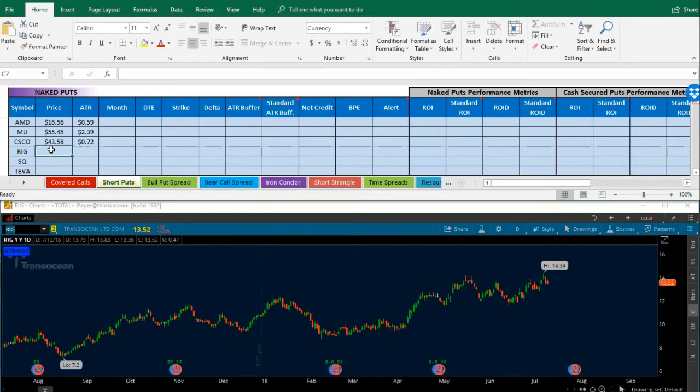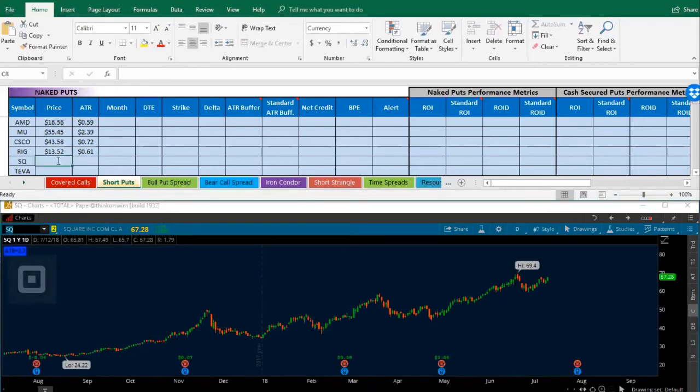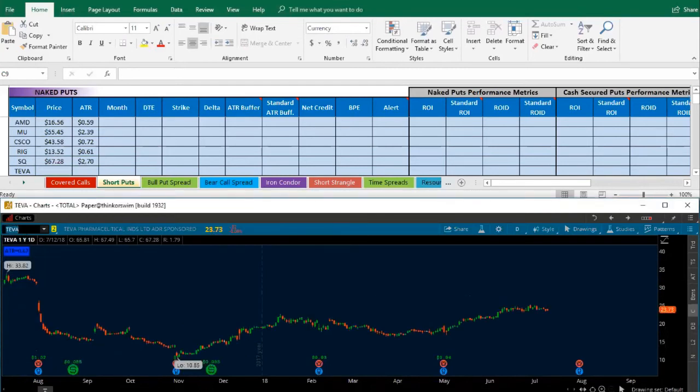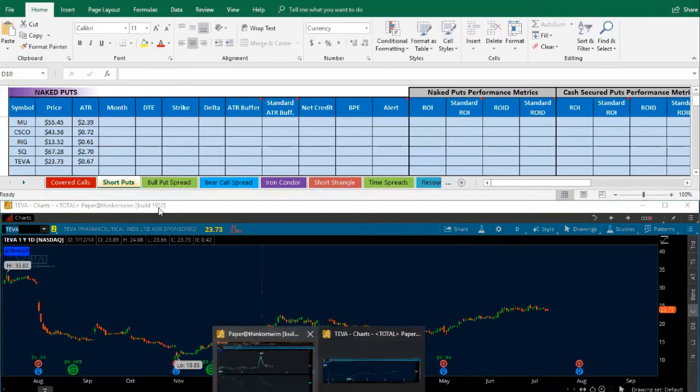Rig. There's one on your key, CC, but also I'll make sure you have a link, or I can send you one. Rig is 1352. The ATR is 0.61. Square, 6728 and 2.7. Okay, and then Teva, $23.73, and the ATR is 0.67.